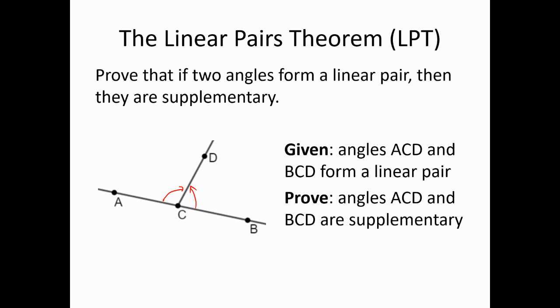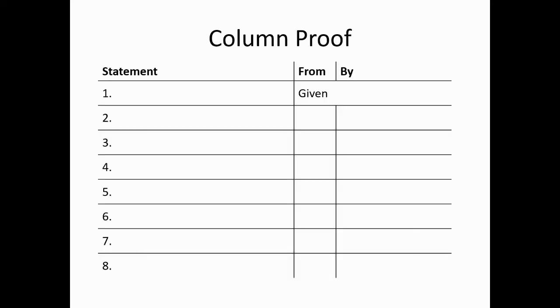We will produce a table in column form that takes us from the given to the conclusion, and every step along the way will be justified by some definition, postulate, or theorem. Okay, so let's actually do this.